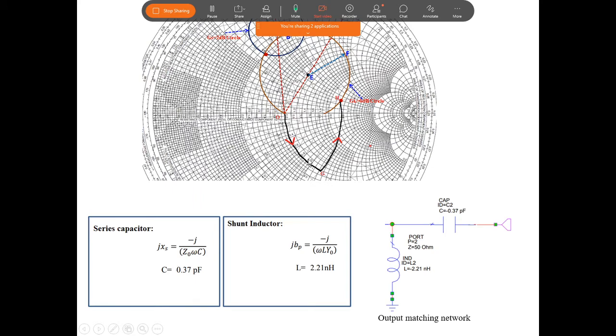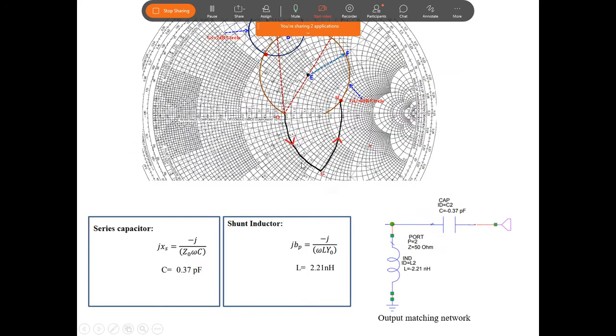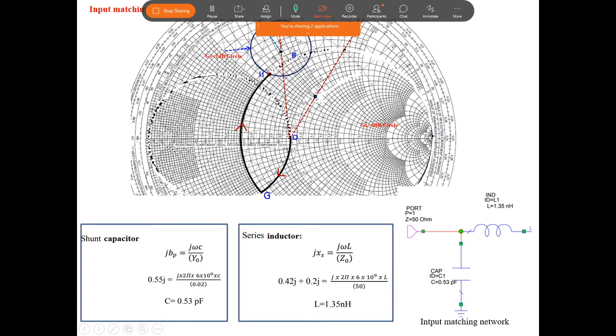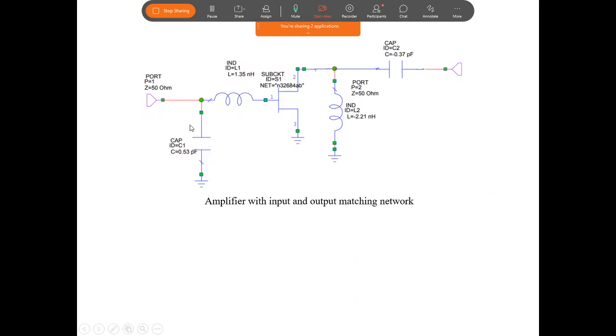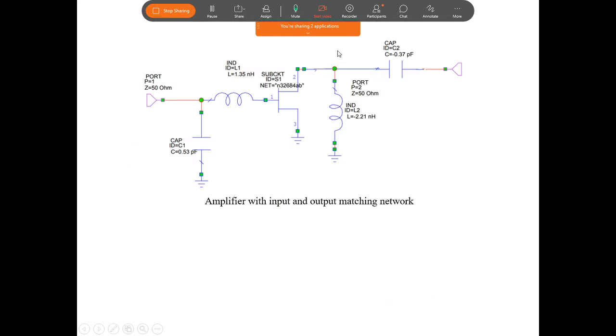Similarly, you can do the same for the output matching network also. See this we did. You moved like this and we moved like this, we got this network. So that we kept here on the input side. This provides a gain of 2 dB. Similarly, we should do it for the output side also. You should add the output matching network. This is the matching network that we added.